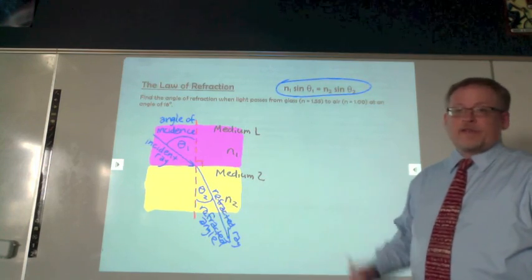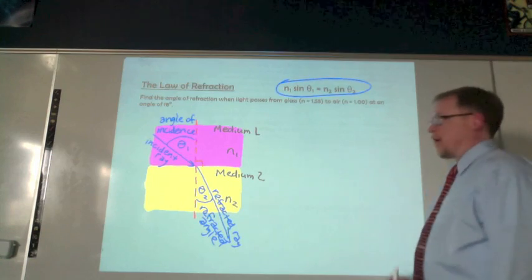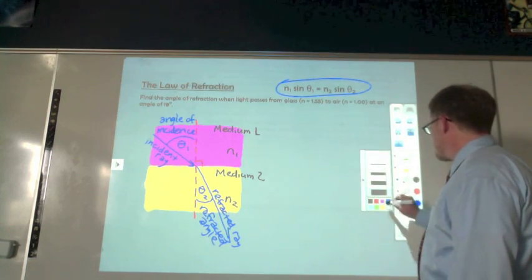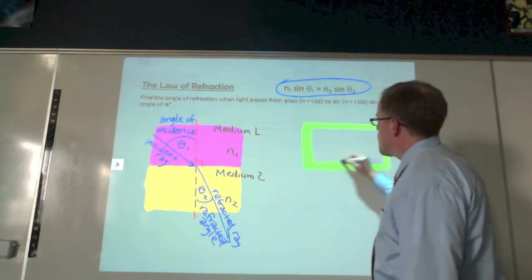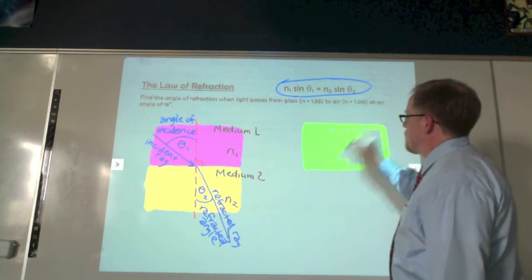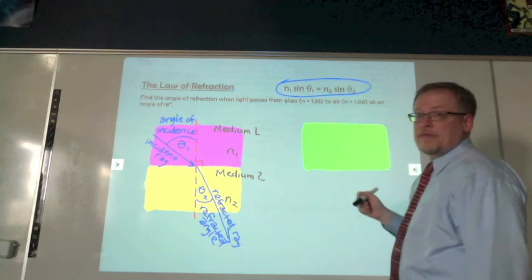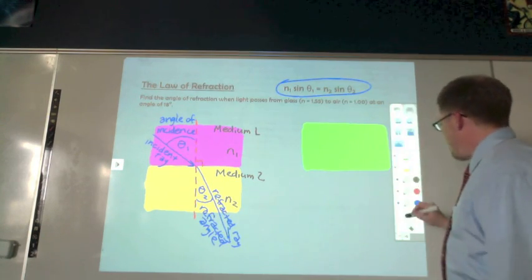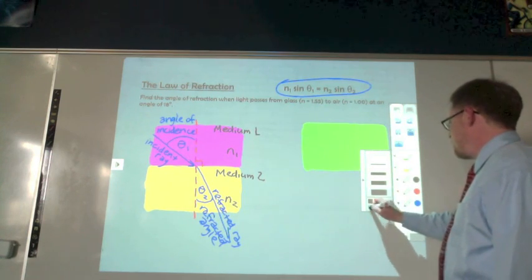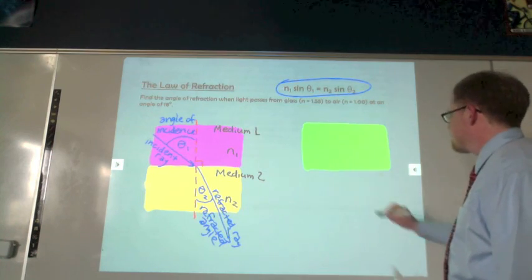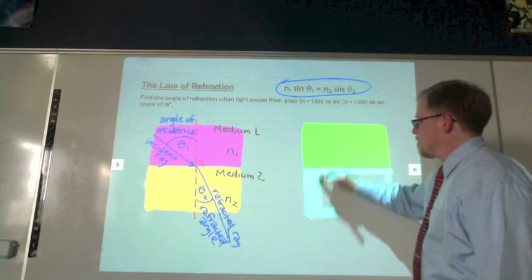So now let's attempt the problem that's described right here. We have light passing from glass into air. I'm going to use green for glass and light blue for air. You don't have to use color when you're doing these problems, but I think it helps to visualize what's going on for you while you're watching me do this. And so I'm going to take advantage of the full functionality of the smart board here. So from glass, let's see, let's make sure we're getting the blue here. That's it. To air. Sky blue.